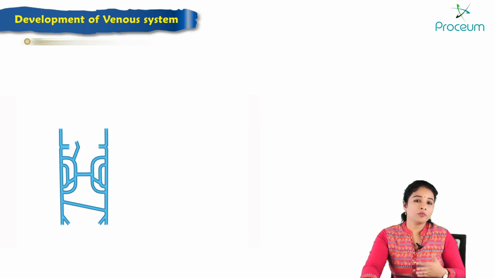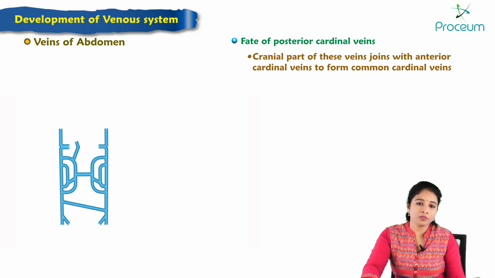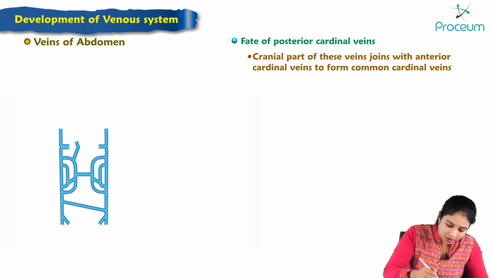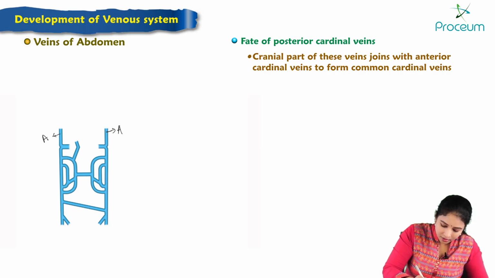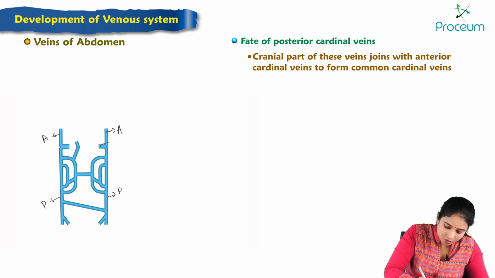Let's talk about the fate of posterior cardinal veins. So the cranial part of these veins joins with the anterior cardinal vein to form common cardinal veins. So we know that cranial part of it. So these are the anterior cardinal veins and these are posterior cardinal veins. On each side they form common cardinal veins.